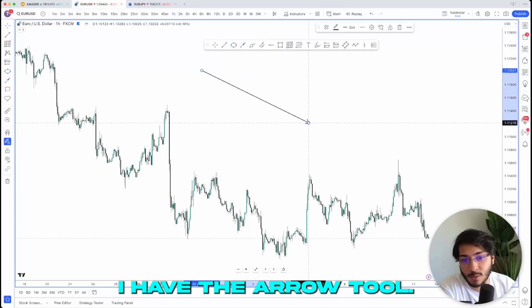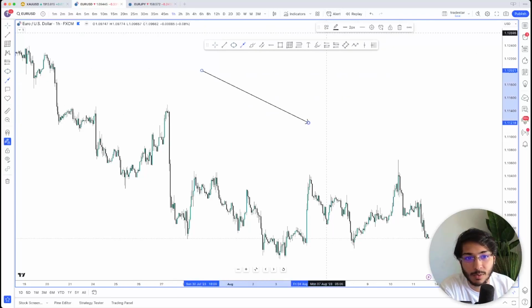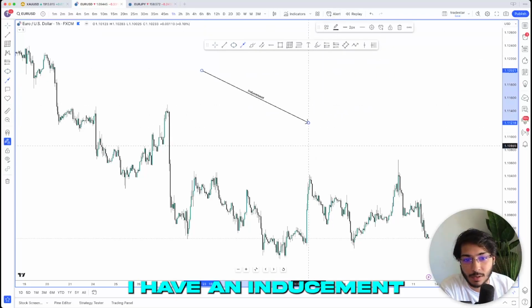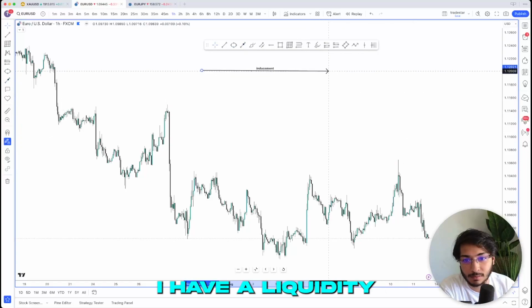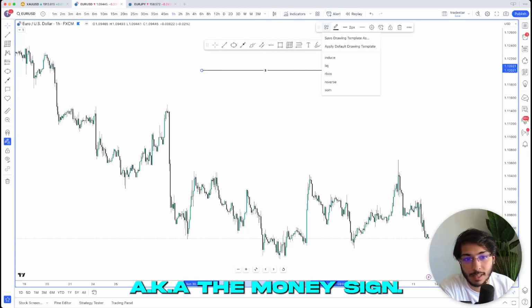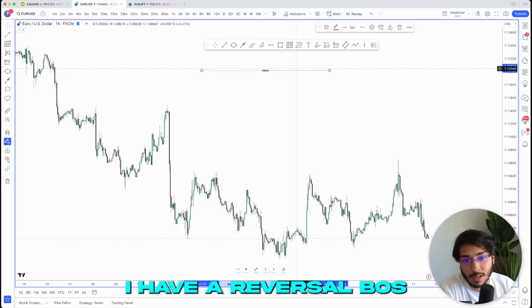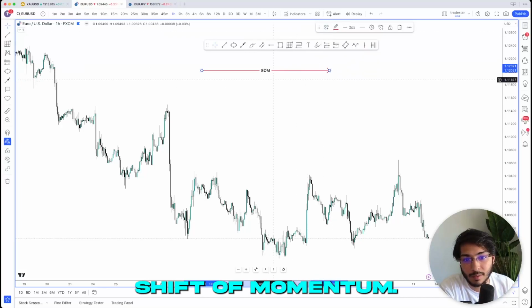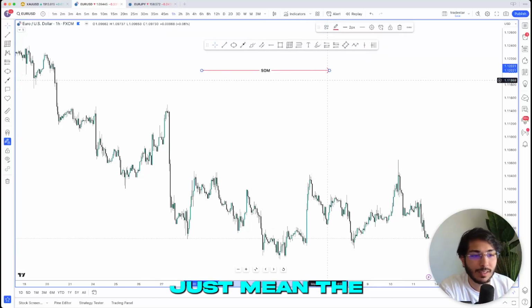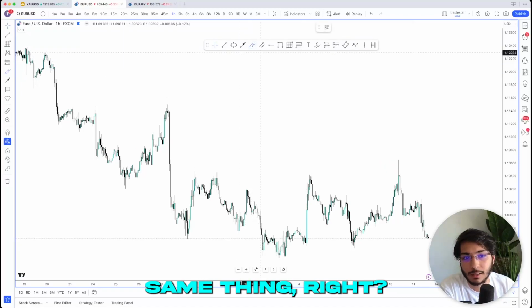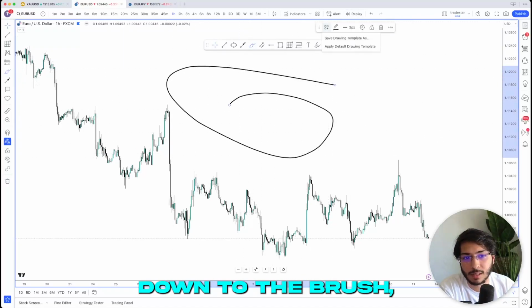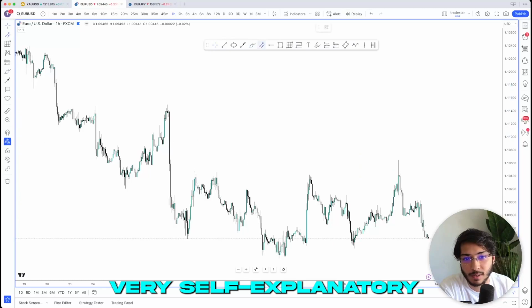I have the arrow tool. I do have settings on the arrow tool. I have an inducement or an enticement. I have a liquidity, aka the money sign. I have a reversal BOS, and I have a reversal, and then I have a shift of momentum. All of those kind of just mean the same thing, right? And when it comes down to the brush, I don't have any settings. The brush is very self-explanatory.